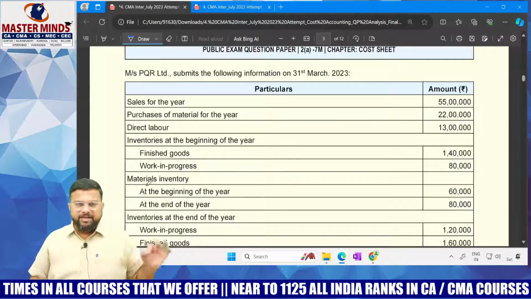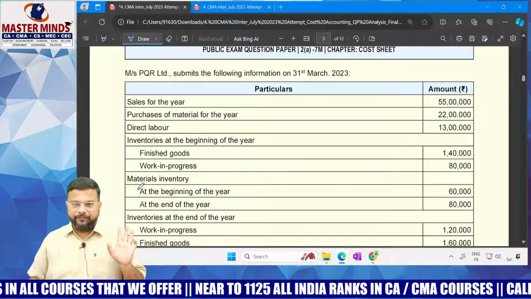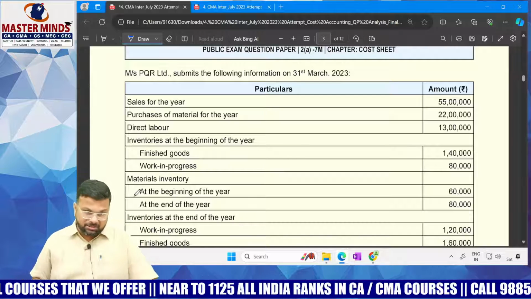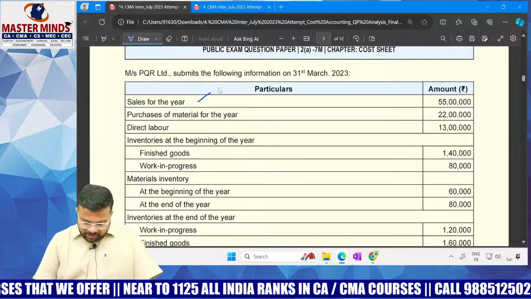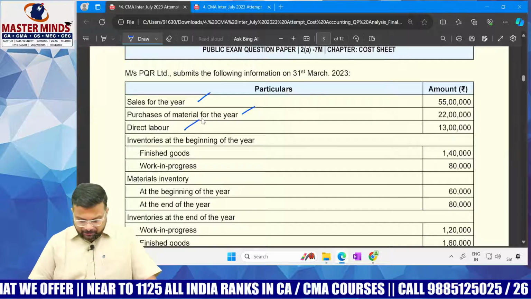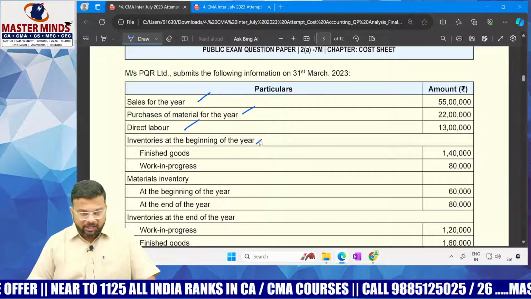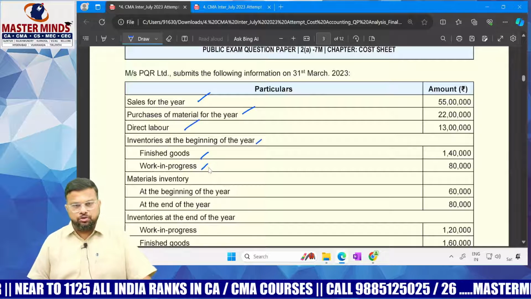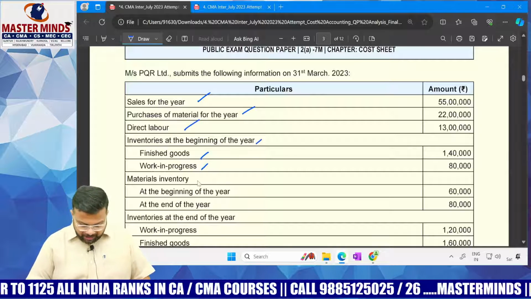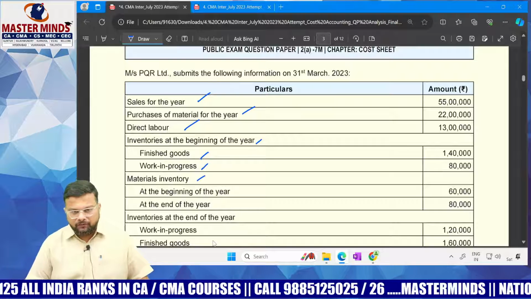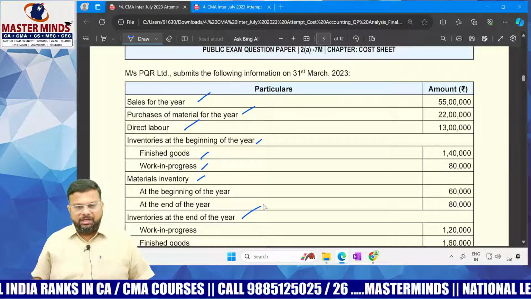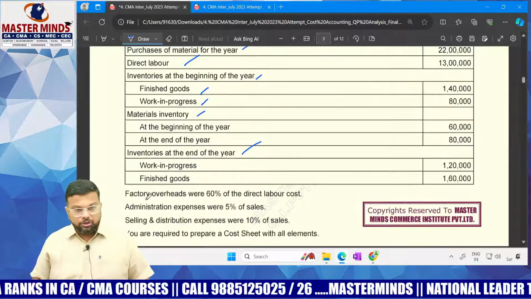2A question is a very basic question. It is from cost sheet. It is given for 7 marks. Sales is given, purchase of material is given, direct labor is given, inventories at the beginning of the year, that is opening stock of finished goods and opening stock of work in progress, are given. Material inventory, that is opening stock and closing stock of raw material, is given. Inventories at the end of the year, nothing but closing stock of work in progress and closing stock of finished goods, are given.